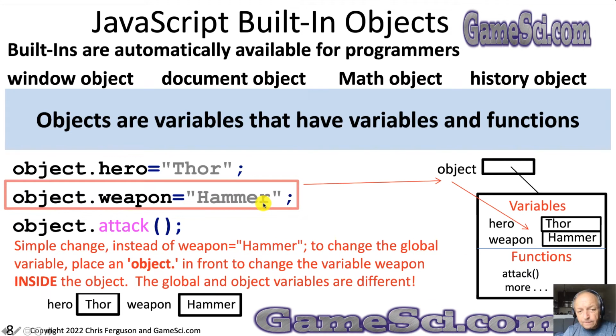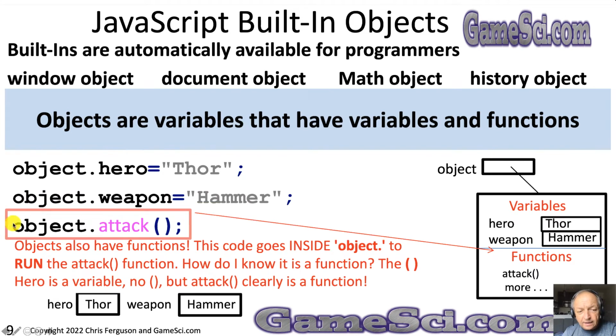Object.weapon equals hammer. Once again, look at the arrow. We're going to go to this object variable. The dot says go inside and change the weapon variable inside the object to hammer. It's a simple change really. Instead of weapon equals hammer, to change the global variable, which is right down here, we're going to place an object dot in front of it to change the variable weapon that is inside the object. The global and object variables are different. This is the variable we created earlier, all by itself. This is a variable that's inside the object.